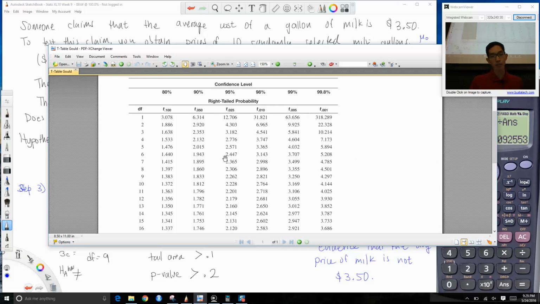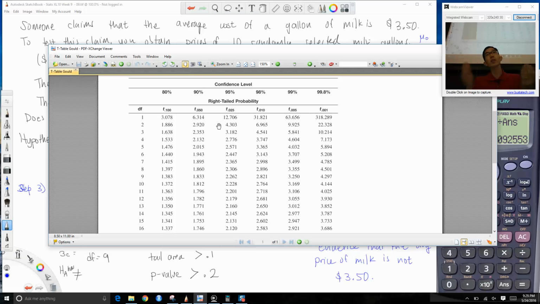If it's 1.85, it's between 0.05 and 0.025, right? Yeah, we would say our p-value is between 0.05 and 0.025. We don't know exactly what the p-value is, but we do know that it's between these two numbers. And that's all we need to know.